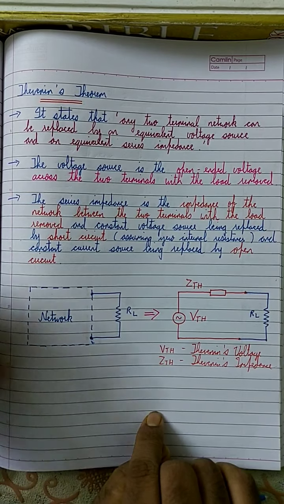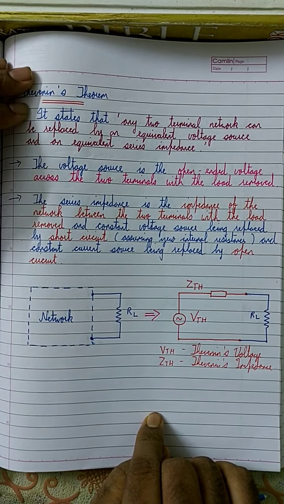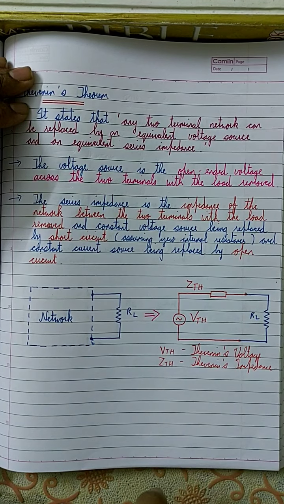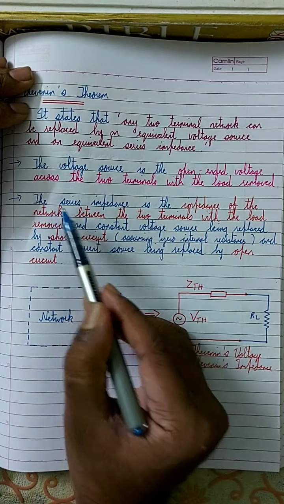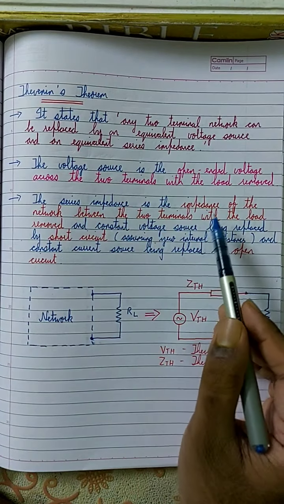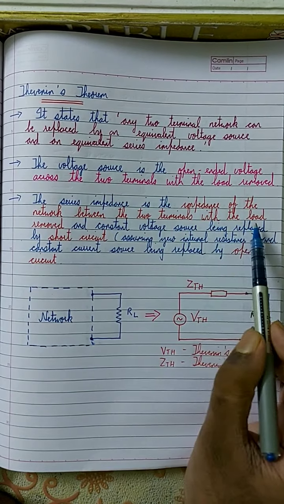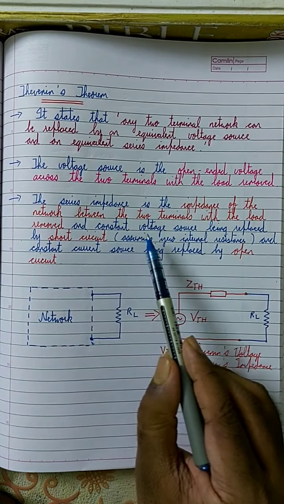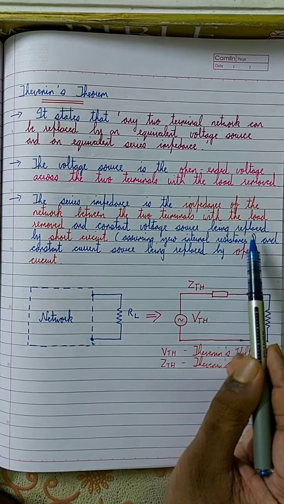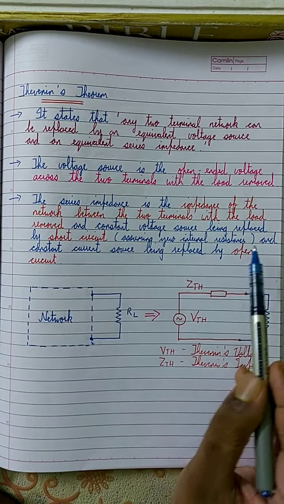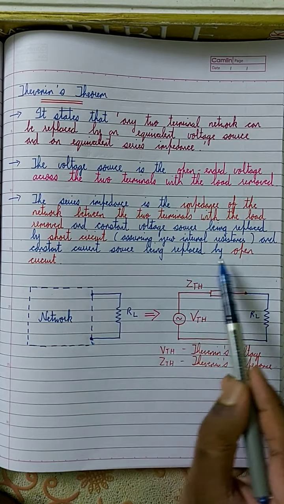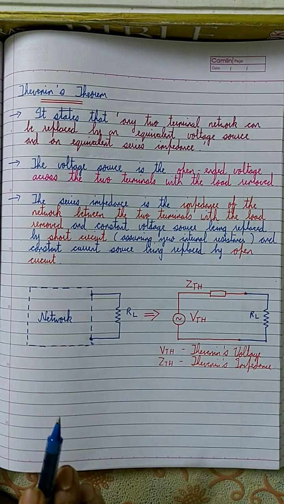Okay, and how do you find the series impedance ZTH? How do you find Thevenin's impedance? The series impedance is the impedance of the network between the two terminals with the load removed and the constant voltage source being replaced by short circuit and the constant current source being replaced by open circuit.